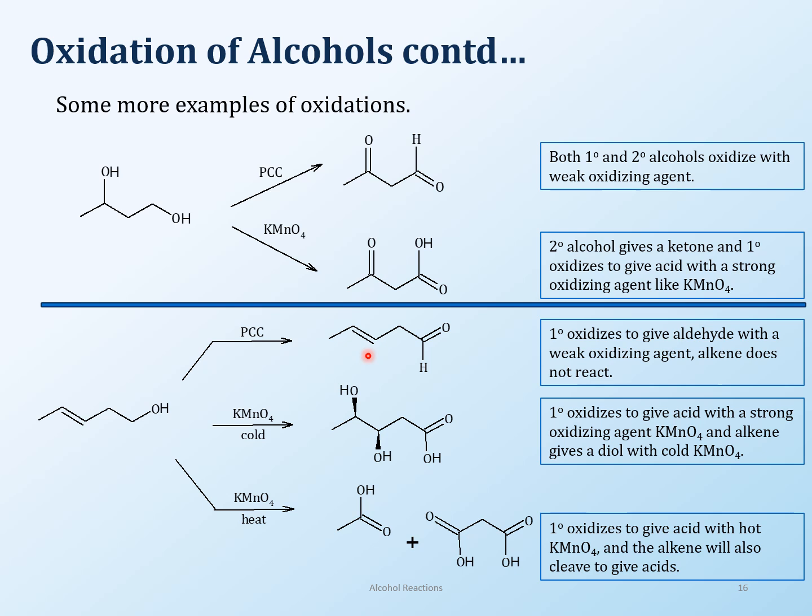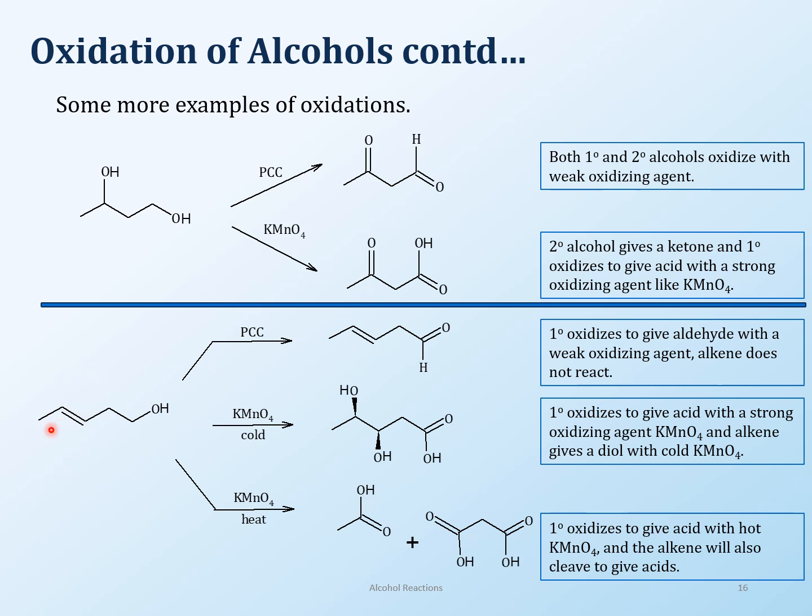Alkene is still fine. But if you have KMnO4 cold, room temperature, then you oxidize the alcohol to the acid, but you also form a diol at the alkene, so you have to be careful. If you treat this compound with hot KMnO4, then you'll end up cleaving the double bond. So you might remember that from your alkene reactions.